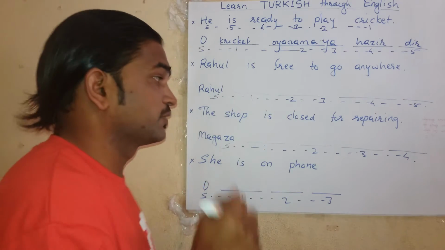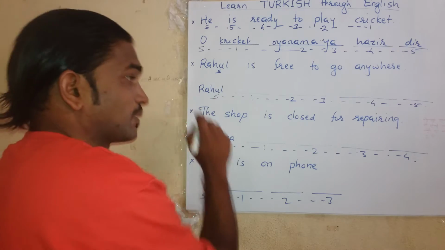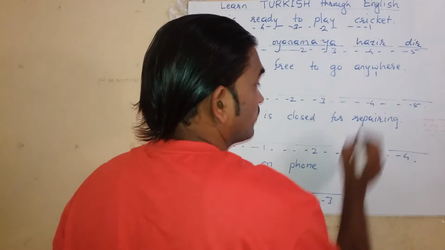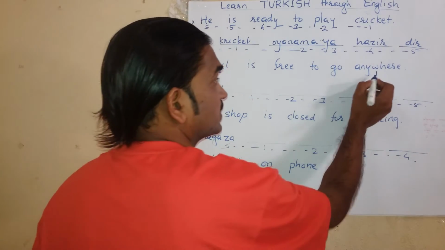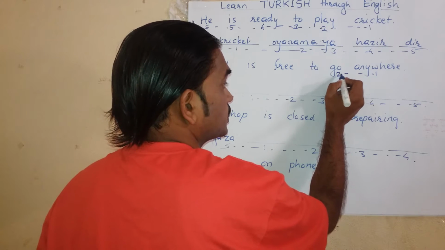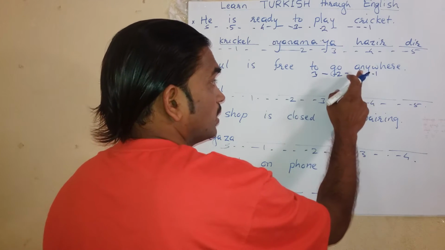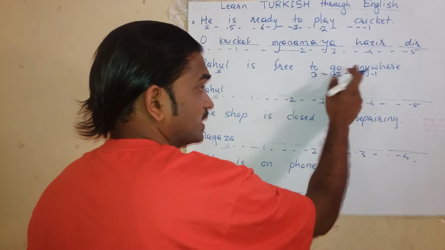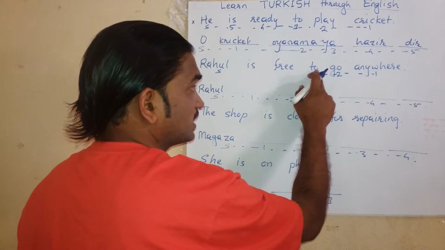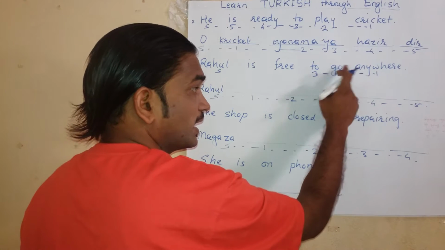Rahul is free to go anywhere. Subject is Rahul. The word for anywhere is ere. The word for to go is gitmek. Ere gitmek. Rahul ere gitmek.